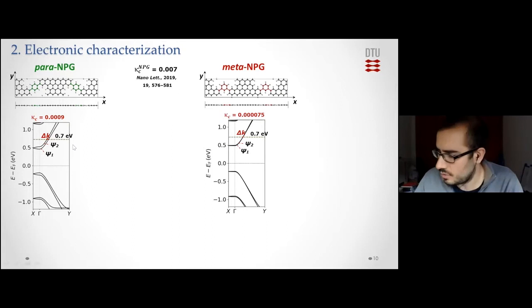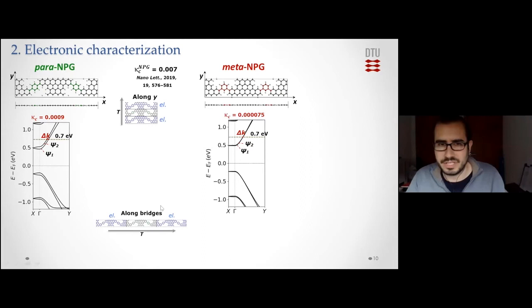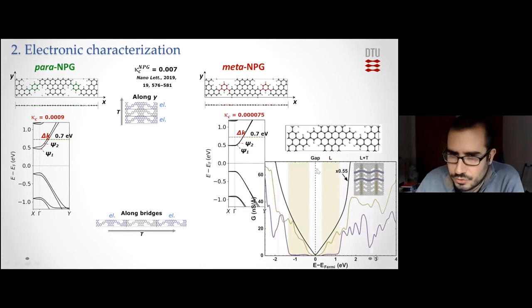So we calculated the transmission in small devices. These two devices allow us to calculate transport along the graphene nanoribbon direction and along the bridges. And just for you to remember, this is what happened with the fabricated nanoporous graphene.